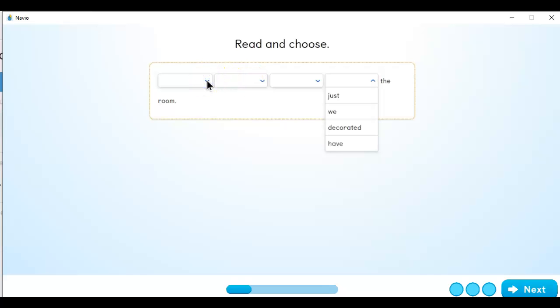Okay, so we start with a subject. It cannot be have or has because we don't have a question mark at the end. So the only subject that we have in this sentence is we. After we, we need the auxiliary. We have or has. Which one is the right one? Very good, have. After have, we need to add the extra information word, which is just. And finally, the action. In this case, the action is decorated. Very good. Next sentence.